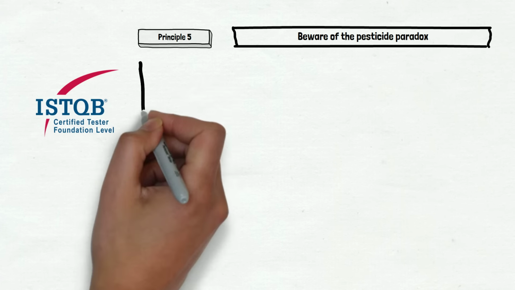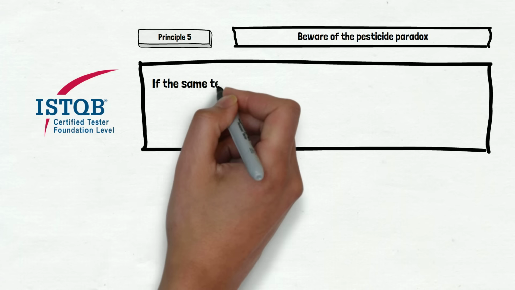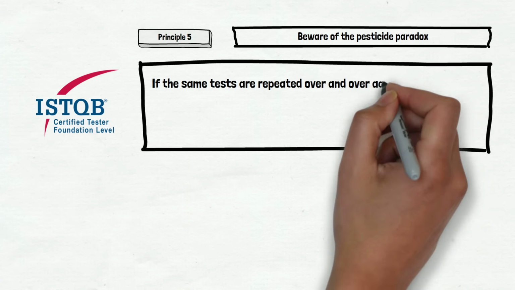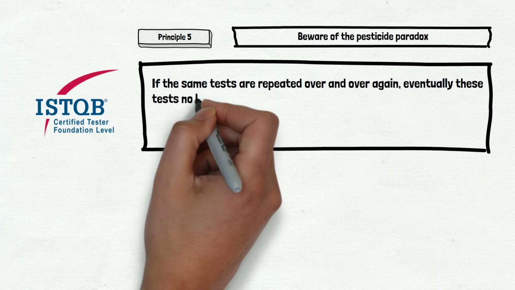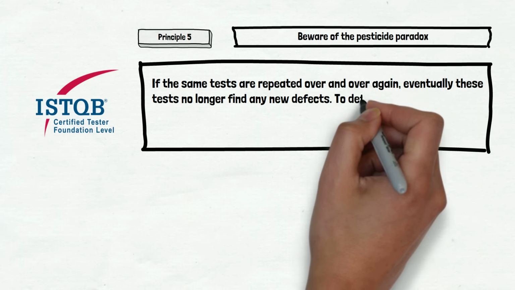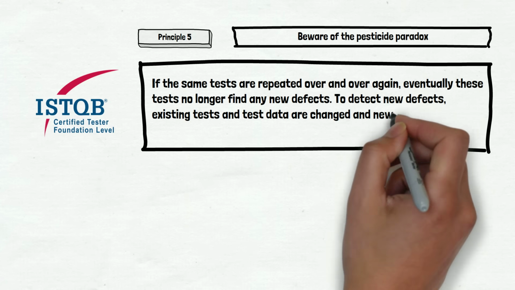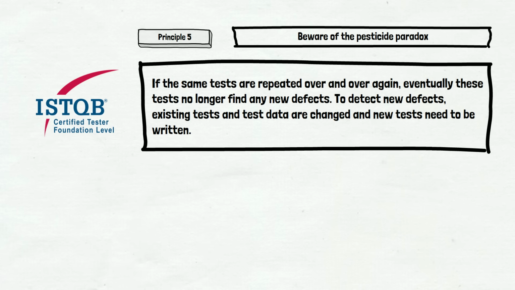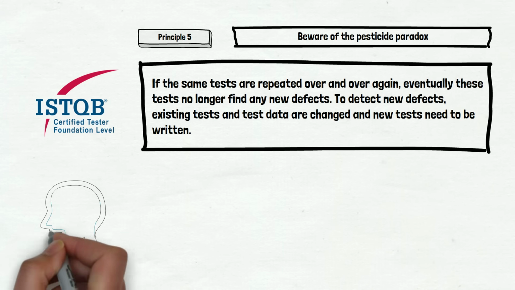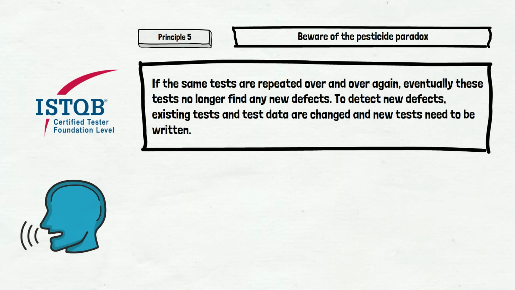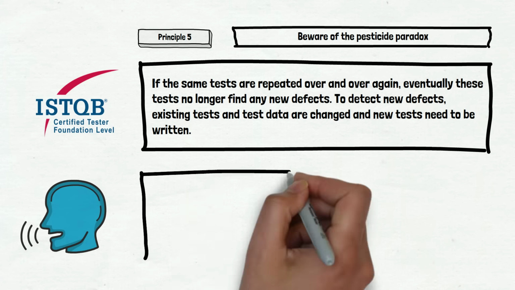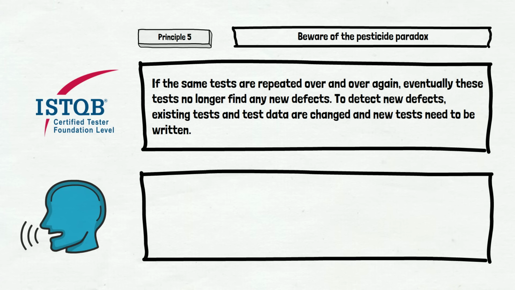Beware of the pesticide paradox. If the same tests are repeated over and over again, eventually these tests no longer find any new defects. To detect new defects, existing tests and test data may need changing, and new tests may need to be written. This particular explanation sounds pretty clear. A rare example is when the ISTQB language sounds like a human language. Let's move to principle number 6.